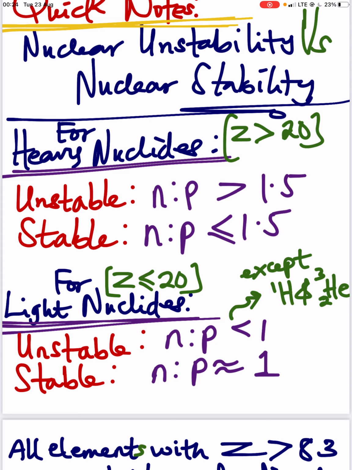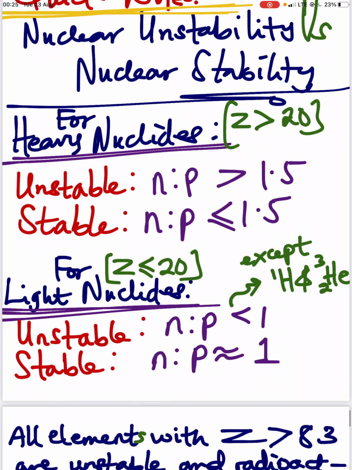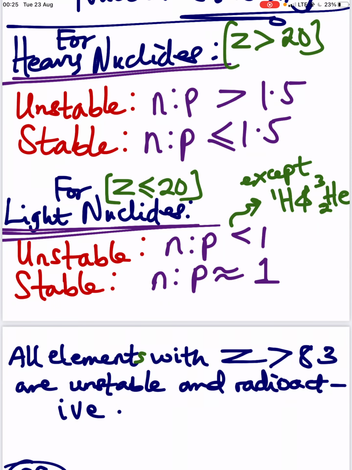For very heavy nuclides, like lead, and very heavy metals, and some metals around atomic number 81, 82, 83, and so on, whenever the neutron to proton ratio is greater than 1.5, the nucleus will be unstable and it will be radioactive. But it will be stable when the neutron to proton ratio is less than or equal to 1.5. This is mostly general for all atoms. Now, what we call a light nucleus is anything with atomic number less than or equal to 20.